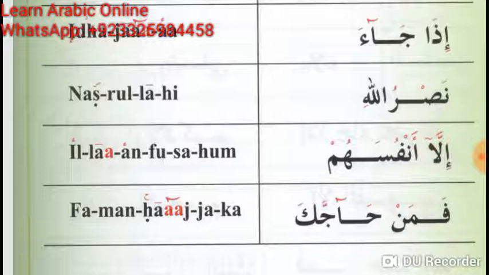And then we have fa. Fa, fata, mim, fata, nun sukun, ha, fata, alif, big mada, jim, shadda, fata, kaf, fata, ka. Faman, famanha, ja'aka. Famanha ja'aka.